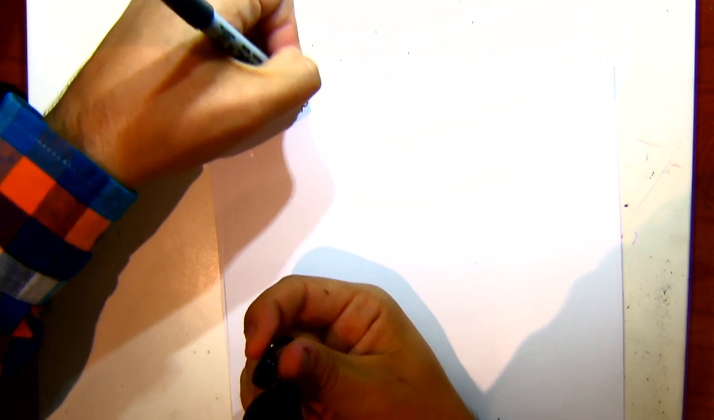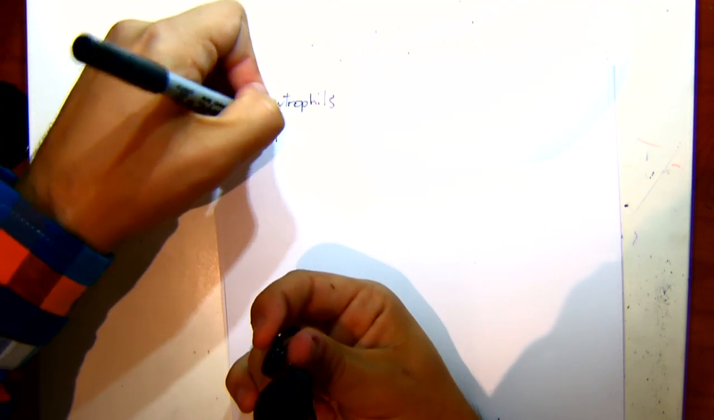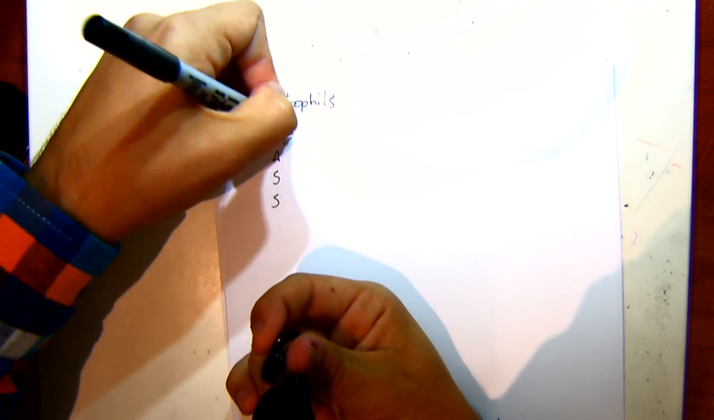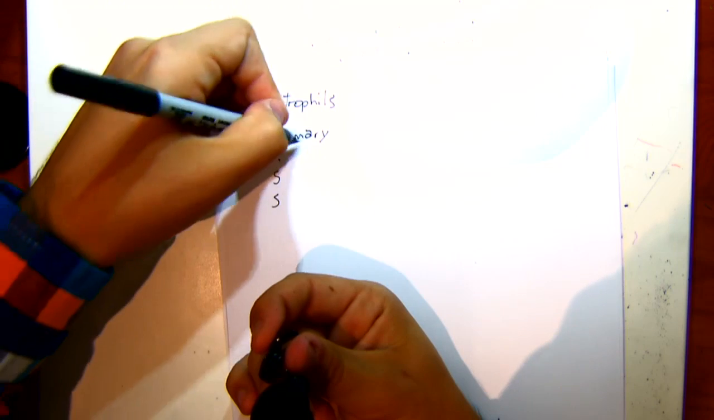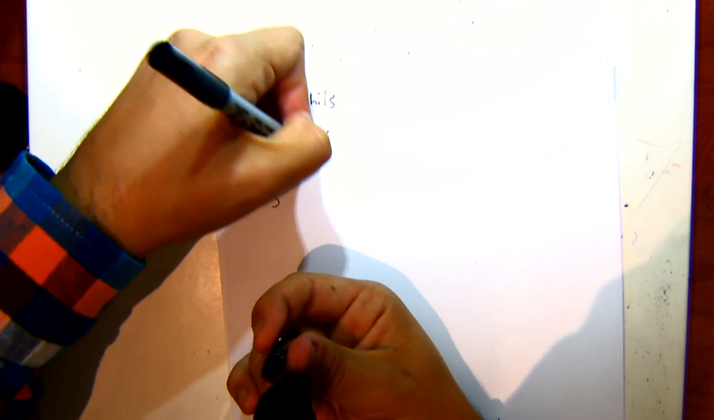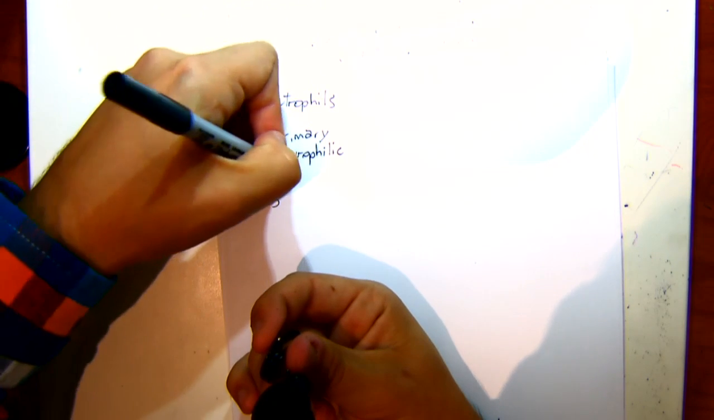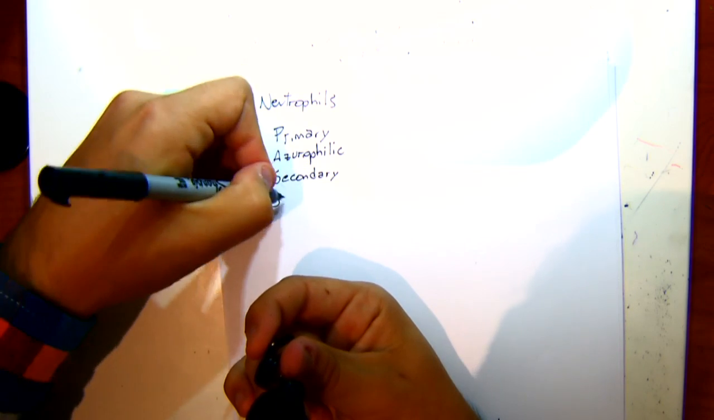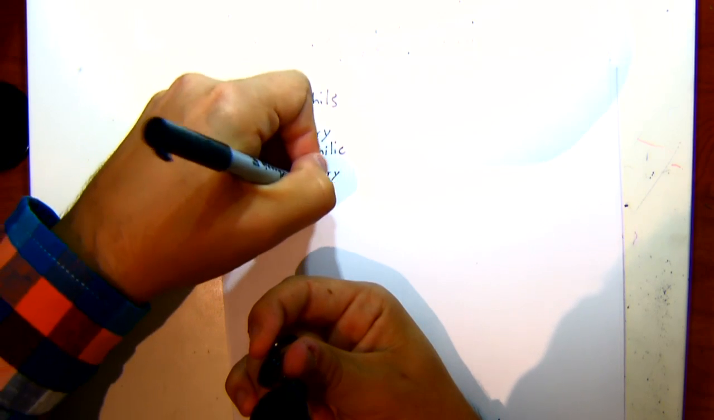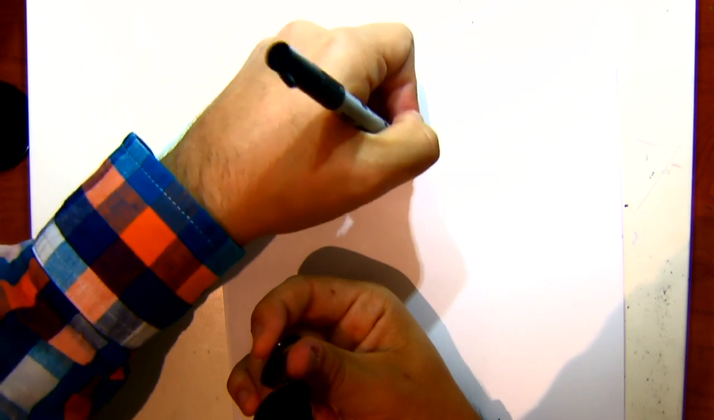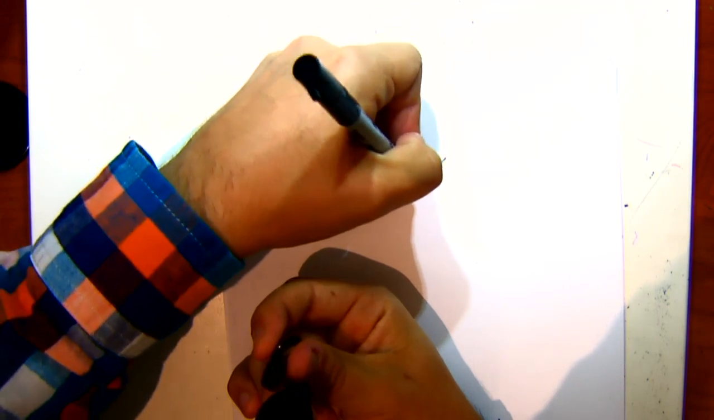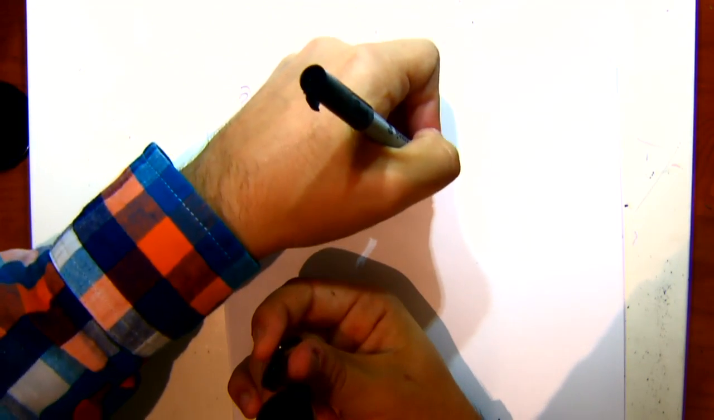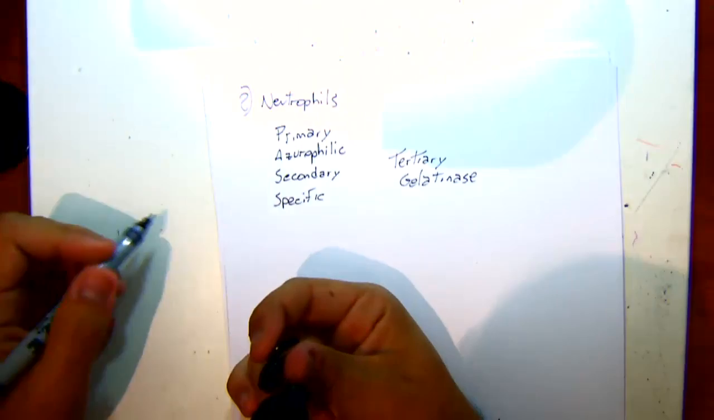This is question 8. So neutrophils have primary granules, which are called azurophilic, and secondary, which are called specific. And then you also have tertiary, which have gelatinase. Cool.